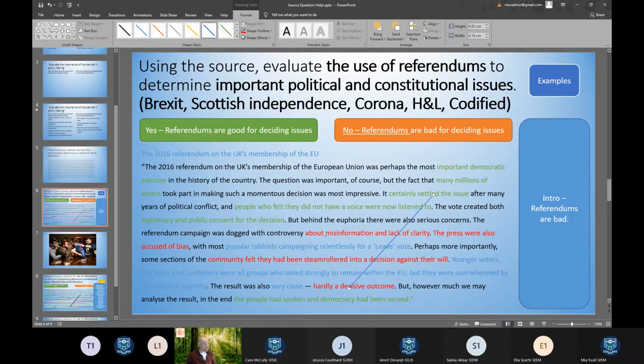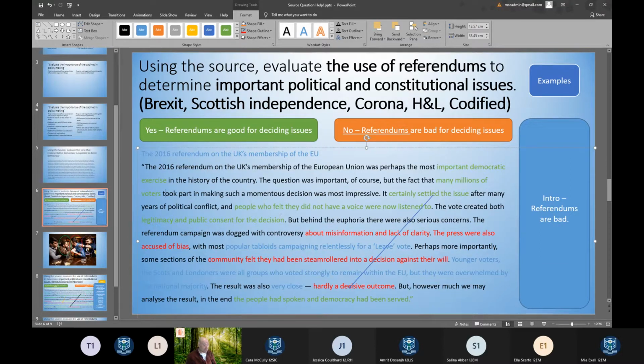Democratic exercise, steamroll, trickier. Millions of voters took part. Okay, misinformation, lack of clarity. I could possibly make that work. I could say on one side, well, loads of people took part, which gives it legitimacy, but at the same time, it's misinformation and lack of clarity. That could probably work.